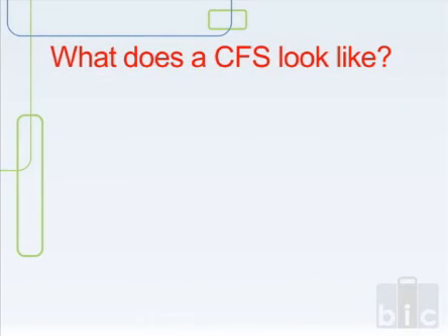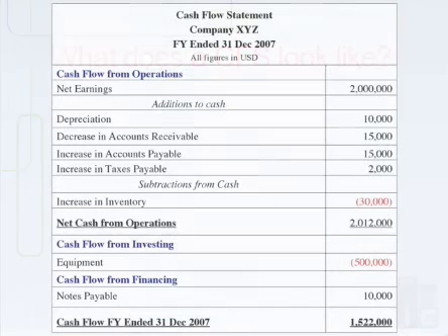What does a CFS look like? Here is a simplified sample showing the three different sections previously discussed: cash flow from operations, with additions to cash and subtractions from cash, cash flow from investing, and cash flow from financing.